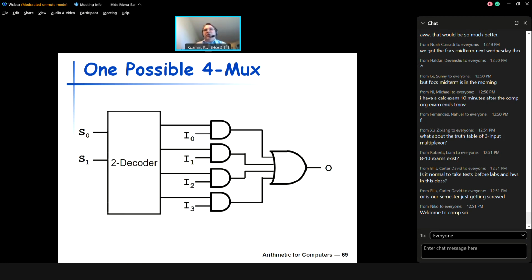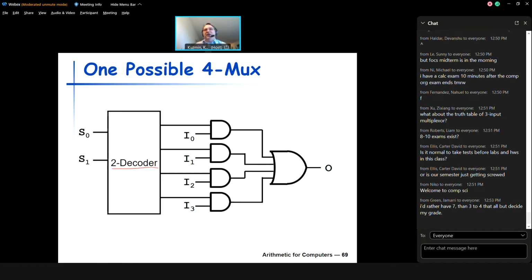So for example, a 2 decoder, very conveniently does exactly what we want. It decodes our selector signals by activating exactly one of the outputs, and then we can use that output to decide which of the I inputs would be routed to the output. Whichever output of the decoder has a 1, it means that all other outputs would have zeros. And we have AND gates. For AND gates, if one input is 0, it means the output would be guaranteed 0.